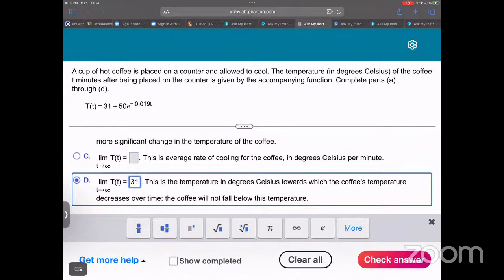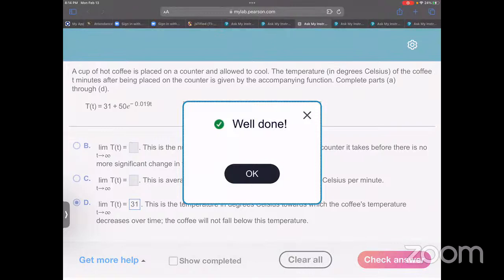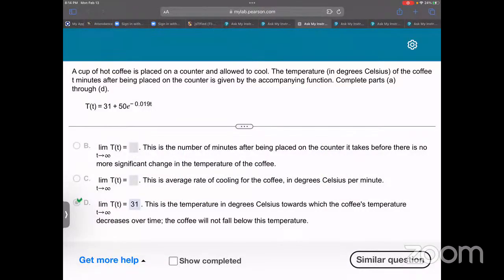Okay, right. Because again, what we're doing, we're taking the limit as t goes to infinity. So this is just in the long term. So if we just wait and wait and wait, what does the temperature approach? The temperature approaches 31. I was almost tempted to say A, but that didn't really make sense.